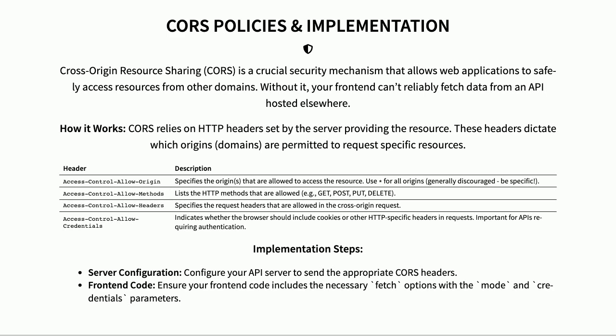We'll look at some key headers: Access-Control-Allow-Origin, which specifies where the data can come from; Access-Control-Allow-Methods, letting the browser know what actions are permitted; and Access-Control-Allow-Headers if your front-end needs to send specific request headers. Finally, we have Access-Control-Allow-Credentials, which handles cookies and other sensitive information. To implement CORS, you'll need to configure your server correctly, usually in your web framework or API setup, and make sure your front-end code is set up with the right options when making requests.